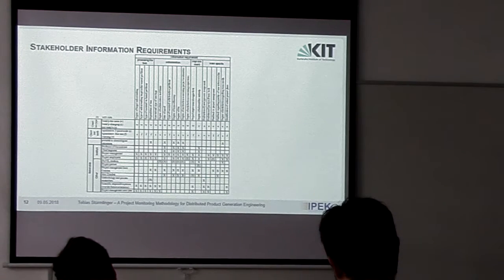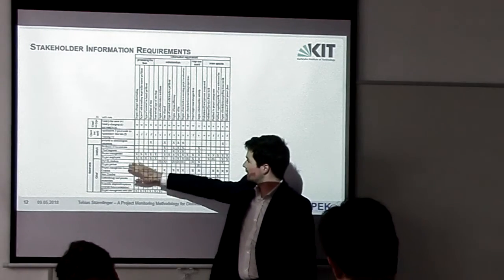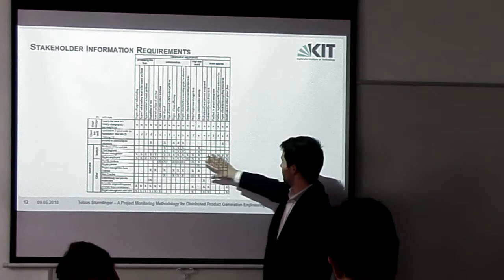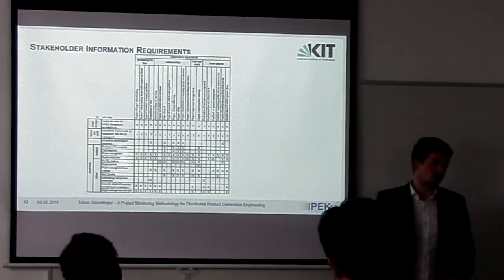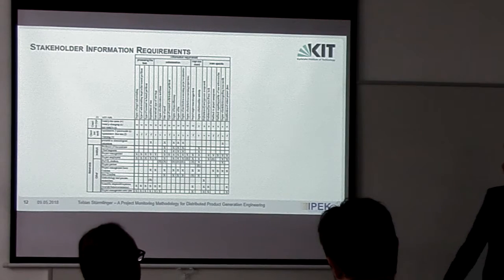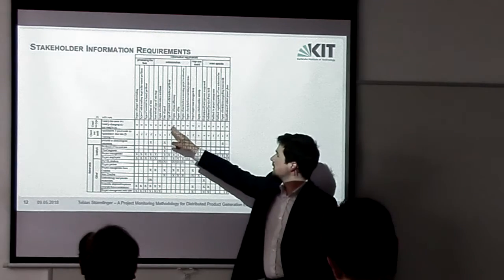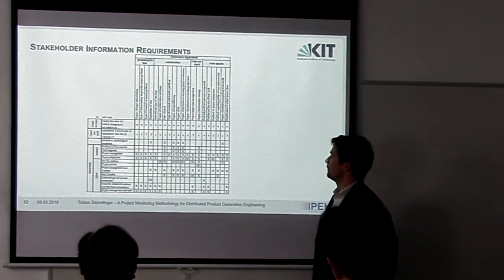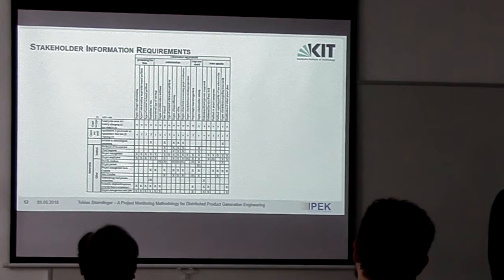So in the end, we'll have a matrix where we have the different questions, and we can see the different stakeholders, and we have marked which stakeholder needs which information. And we have further information about the type of the question, for example, if it's a quantitative or a qualitative question, or how frequently we will ask the questions.